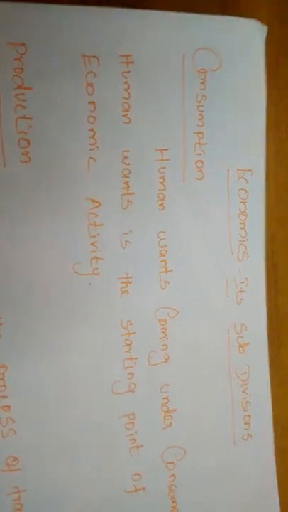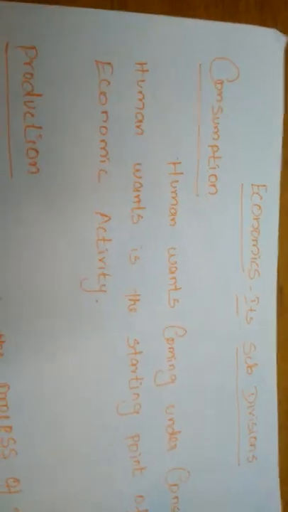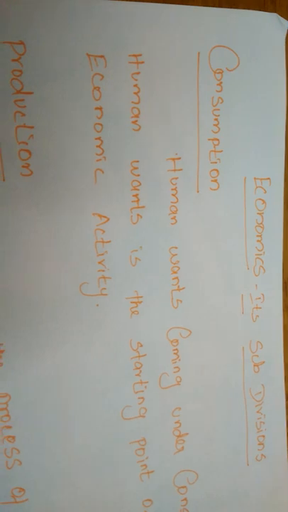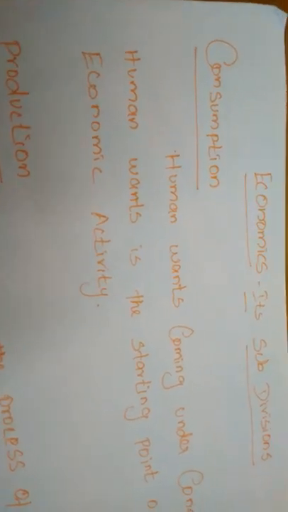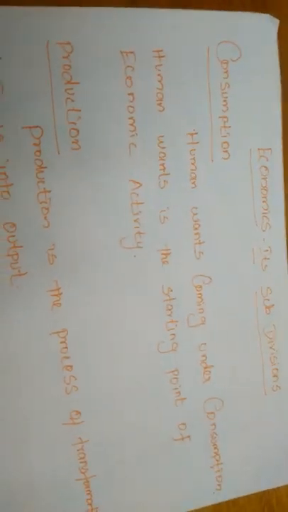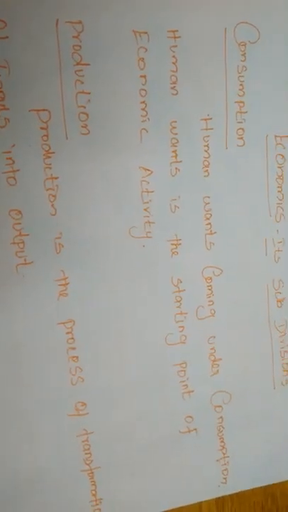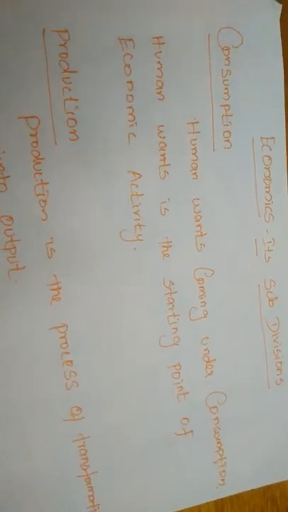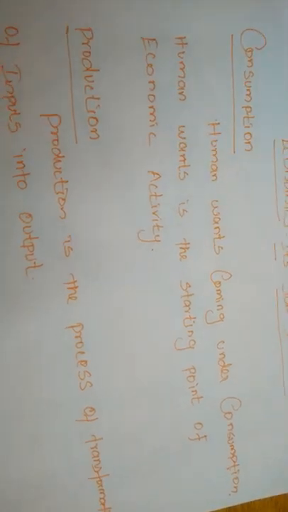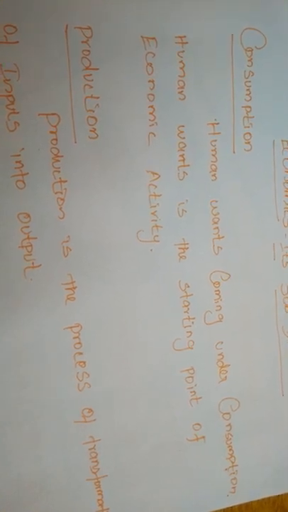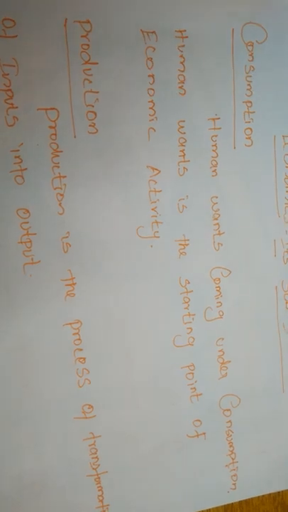Okay, students, next we will study some of the subdivisions of economics. Without the subdivisions, economics will not be complete. The first factor in the subdivisions of economics is consumption. Human wants come under consumption, and human wants are the starting point of economic activity. I already told you on the first day that economic activity is undertaken on the basis of human wants as the starting point.